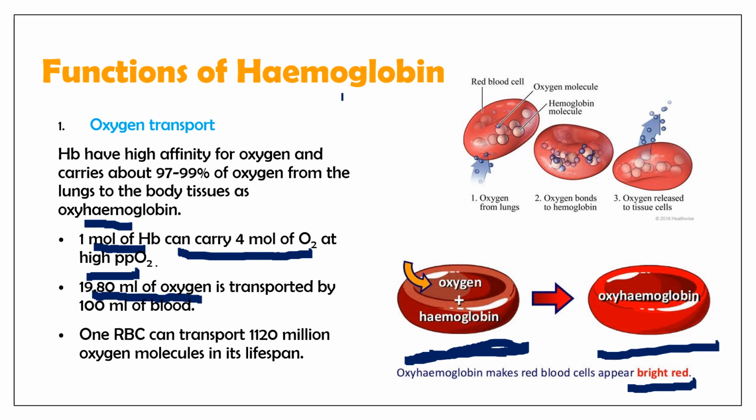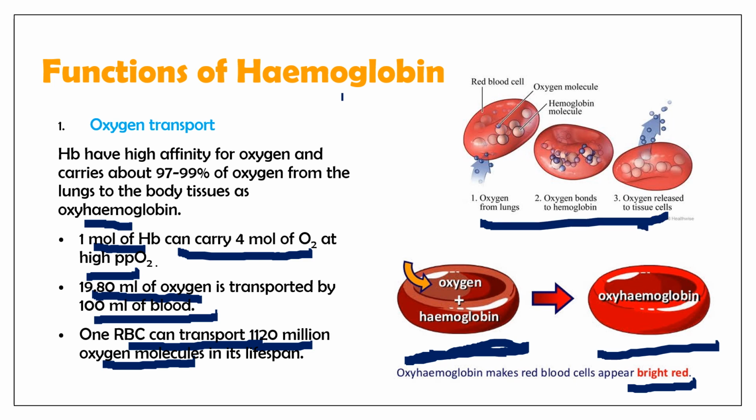and 19.80 ml of oxygen is transported by 100 ml of blood. So one RBC can transport, in its lifespan, around 1120 million oxygen molecules. Because of this, hemoglobin has high affinity for oxygen, right? The hemoglobin attaches to the oxygen like this, as we can see in this image.